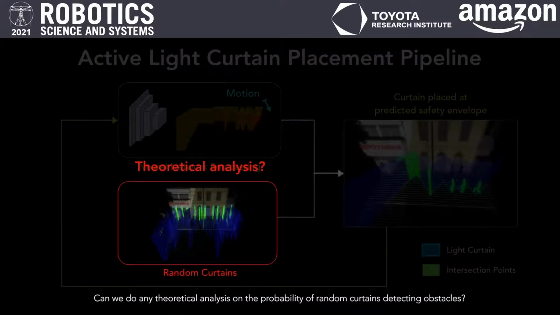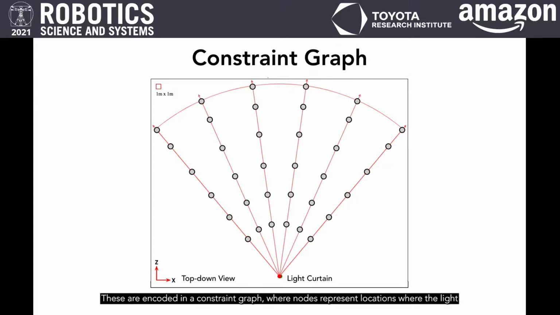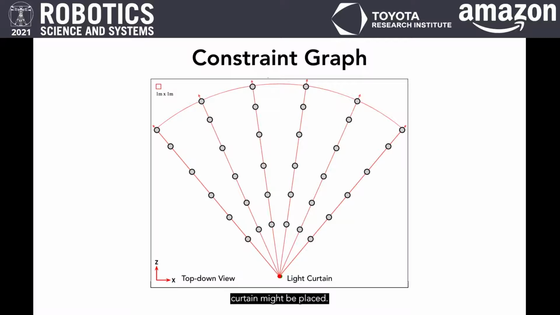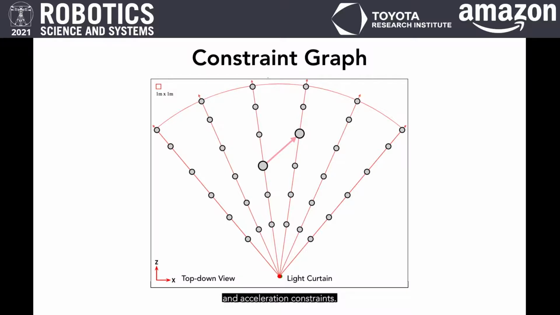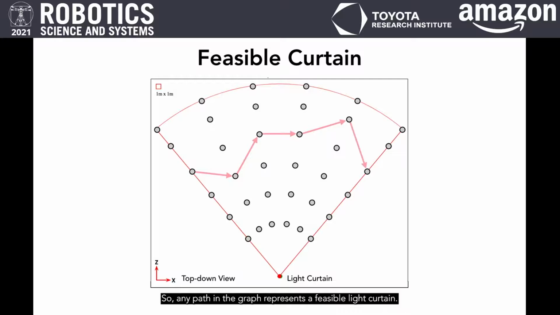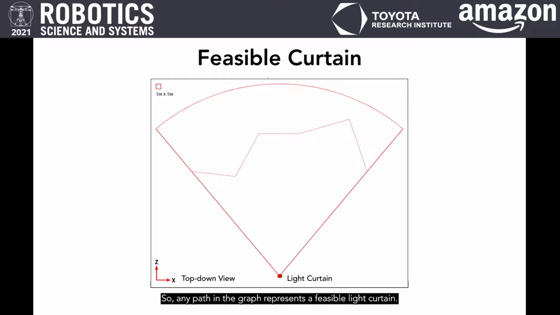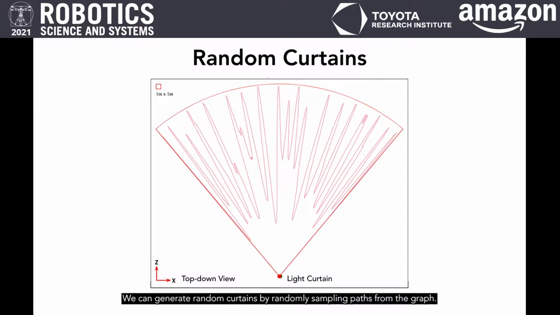Can we do any theoretical analysis on the probability of random curtains detecting obstacles? First, we need to account for the physical constraints of the light curtain device. These are encoded in a constraint graph, where nodes represent locations where the light curtain might be placed. An edge exists between two nodes if they can be imaged sequentially while satisfying velocity and acceleration constraints. This is the full constraint graph. So, any path in the graph represents a feasible light curtain. We can generate random curtains by randomly sampling paths from the graph.